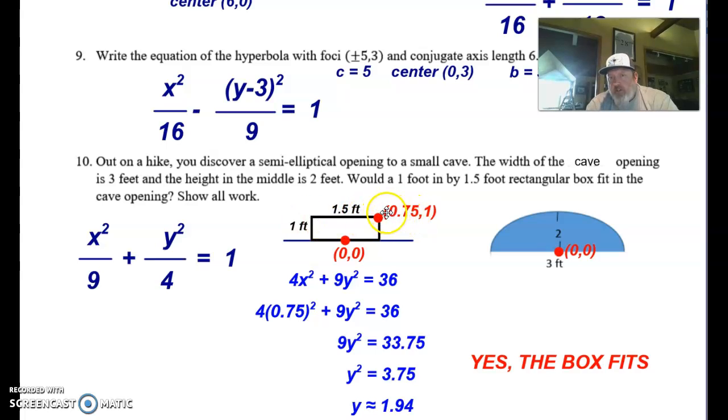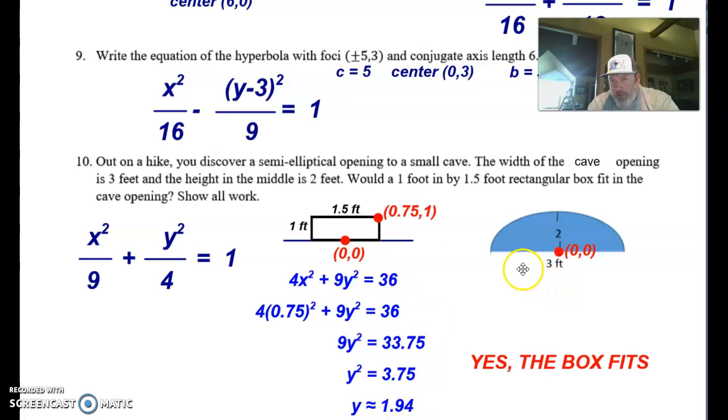I know the height of the box is 1, so I'm going to solve for Y here. As long as the Y value is greater than 1, the box will fit. What happened here is I just multiplied this by 36 to clear this out, but I could have put 0.75 in right here for X and solved. That's fine. So 4 times this number squared, moved it over, got to here. Divide by 9, take the square root. Bottom line is this: Y is 1.94.